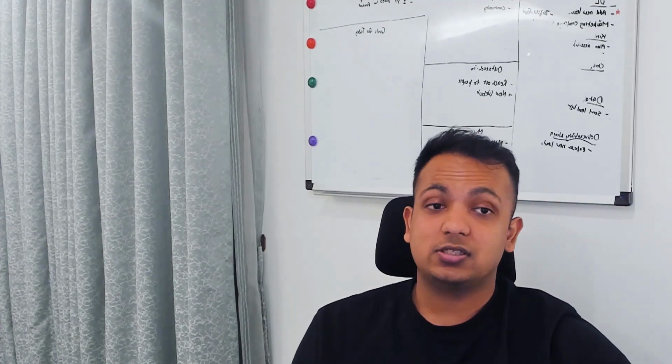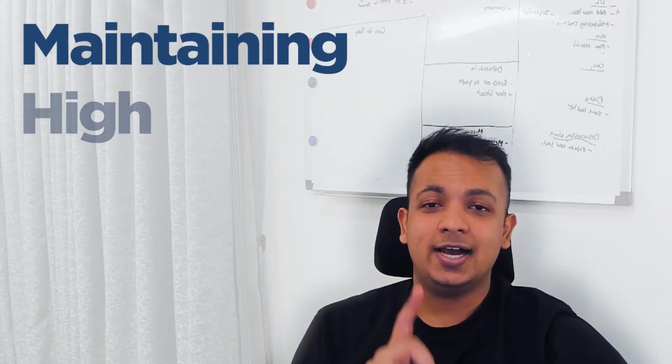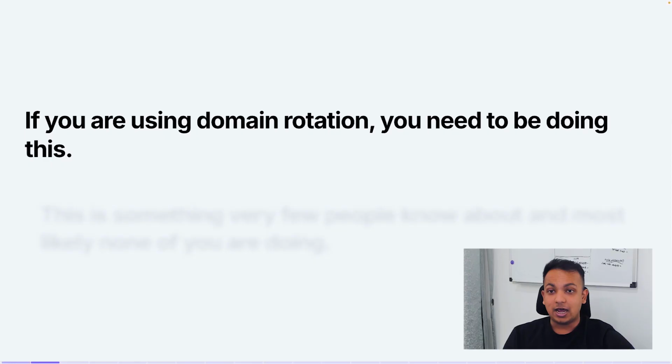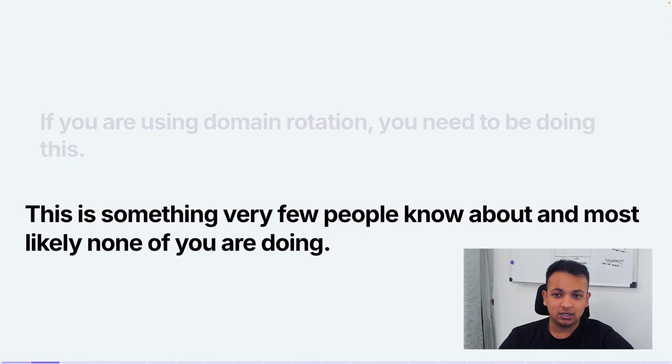Today we're going to discuss a secret technique for maintaining high email deliverability. Now, if you're using domain rotation, you need to be doing this. So that means if you're using Smartlead or Instantly, this is an absolute must. It's also the only technique that works. This is something very few people know about and most likely none of you are doing.